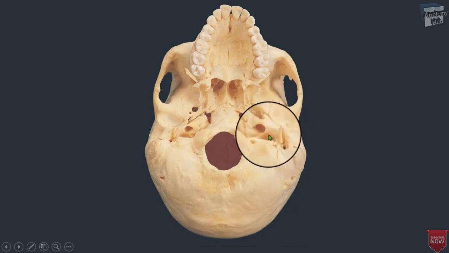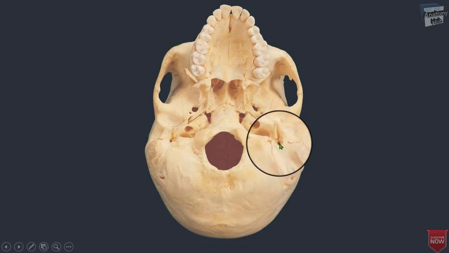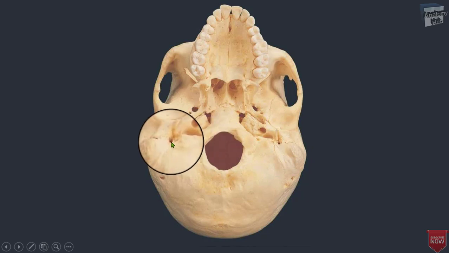Here, just lateral to that, you will find a foramen. This foramen is the stylomastoid foramen. It is the lower end of the facial canal on the temporal bone, which lies lateral to the jugular fossa behind the base of the styloid process. It transmits the facial nerve and the stylomastoid branch of the external carotid system.